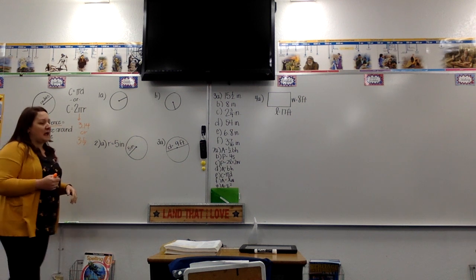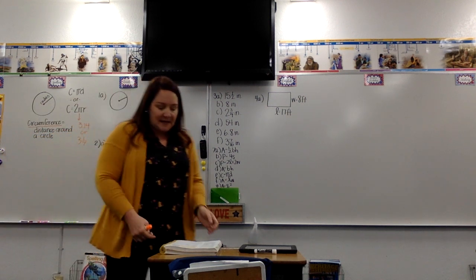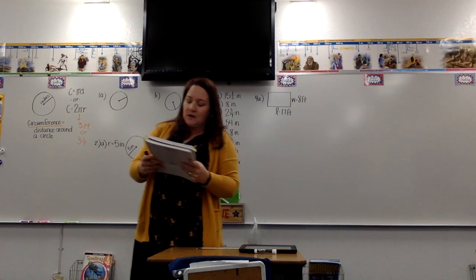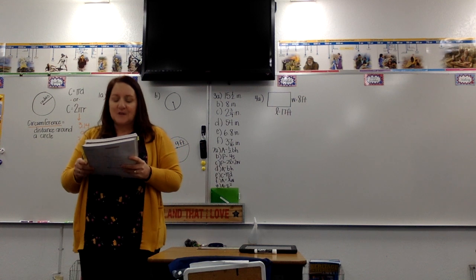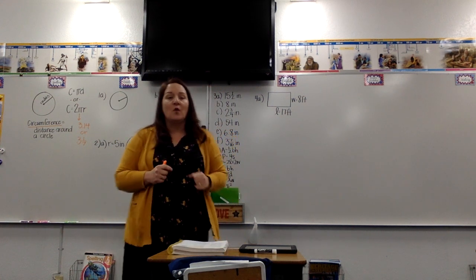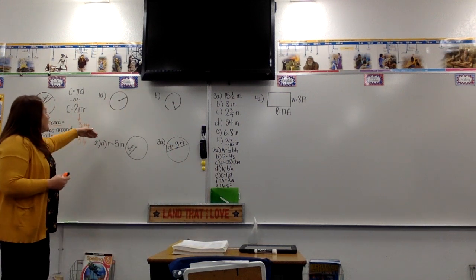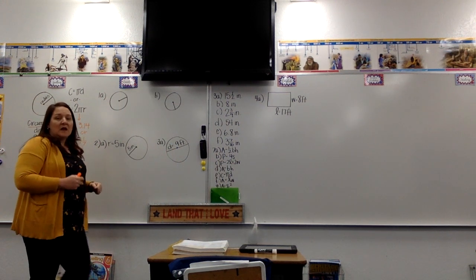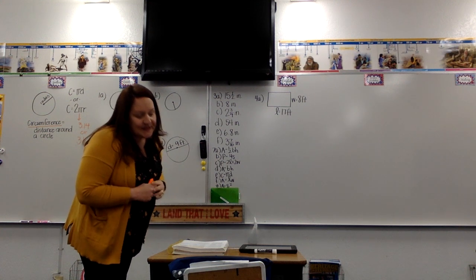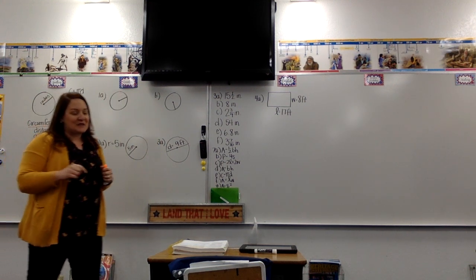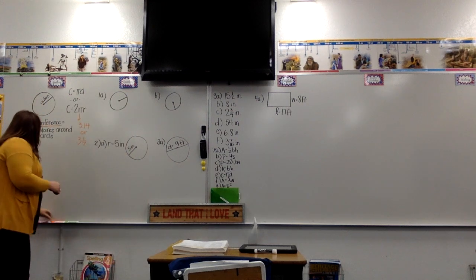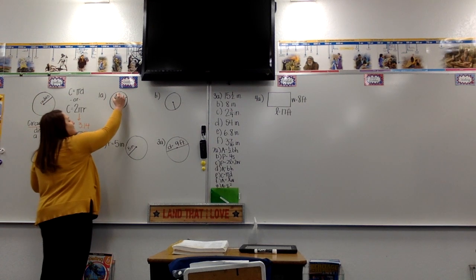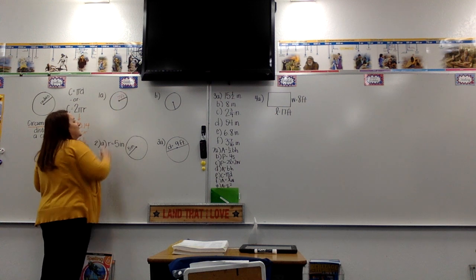Let's go to 1A. Now 1A is a story problem. It says, Mrs. Green has a circular flower garden. The radius is 7 feet. What is the circumference of the garden? Find the answer to the nearest whole foot. Well, I've taken the liberty and I've drawn our circle here. Her garden was 7 feet in radius, so I'm going to put my 7 feet in radius.